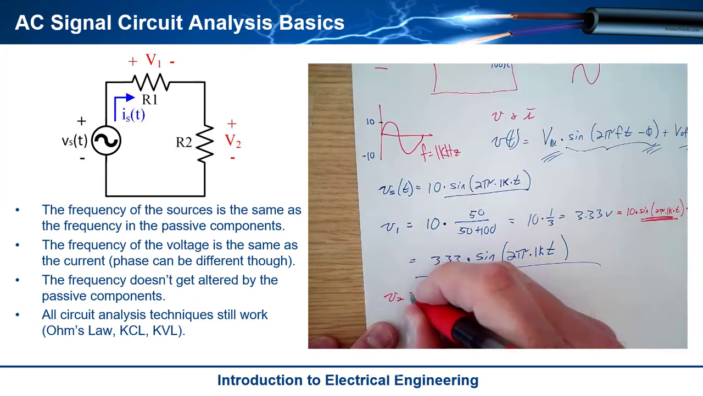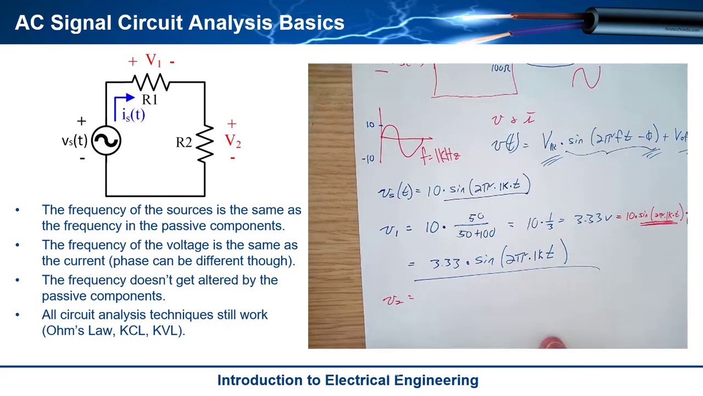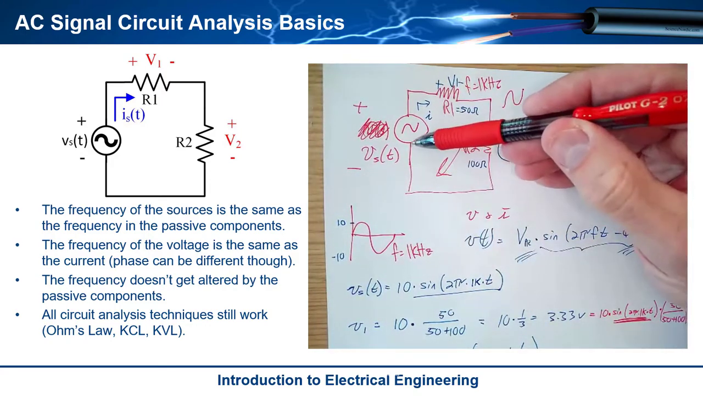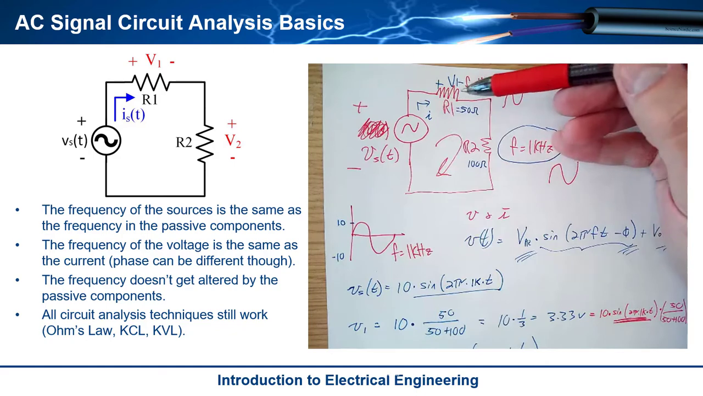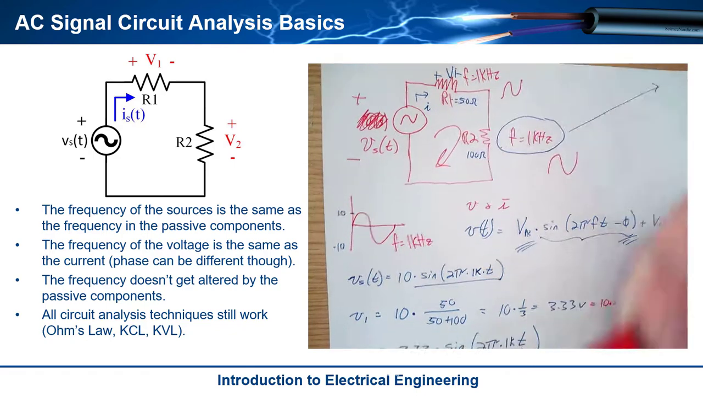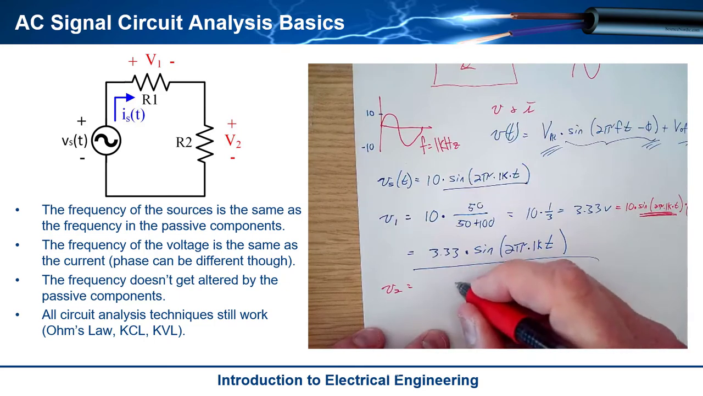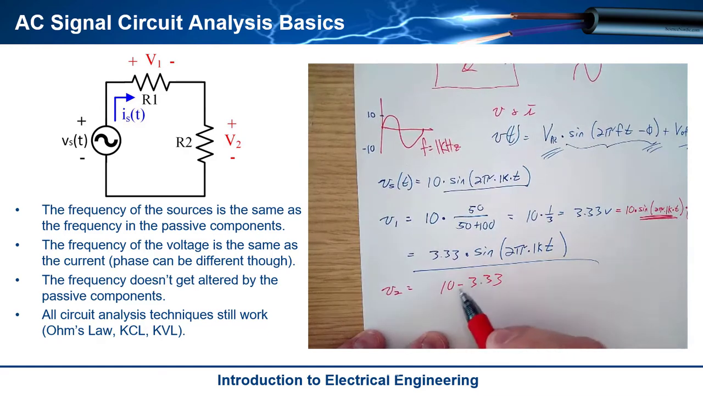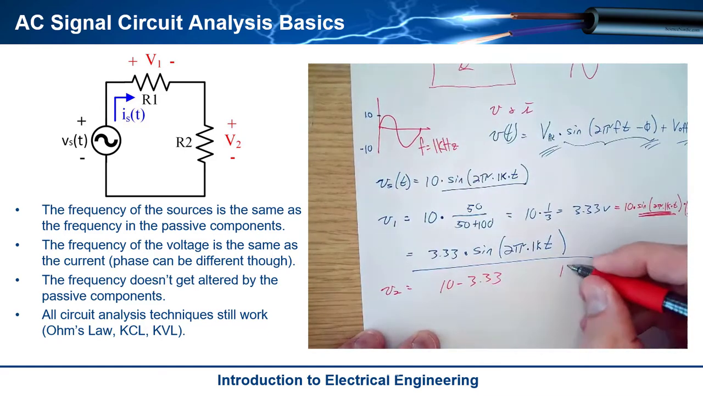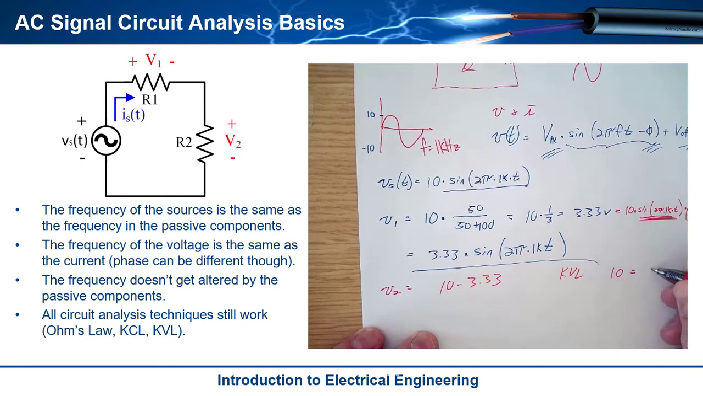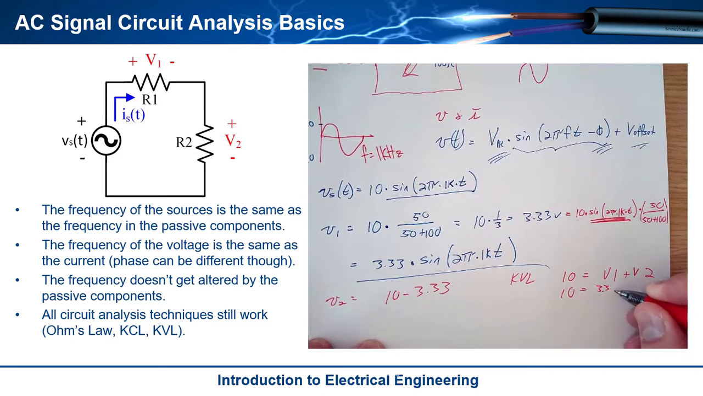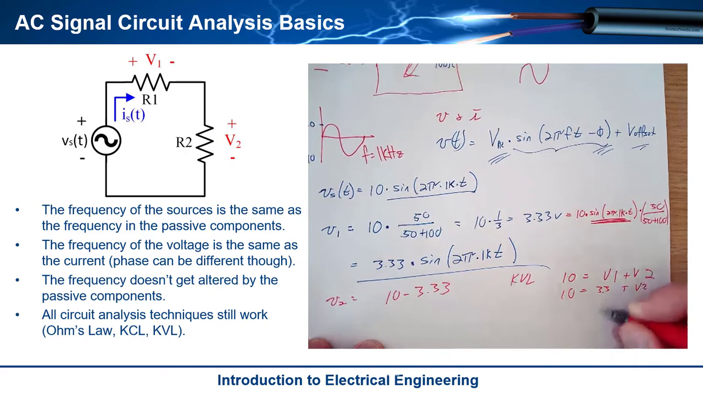Now, if I want to do V2, I could do either another voltage divider expression, or I could just do KVL. If I did KVL, I have a voltage rise here of Vs, and then I drop across V1 and I drop across V2. Well, it's pretty easy to know that V2 is simply going to be 10 minus 3.33. If I sum my rises and sum my drops, let's do it officially: 10 is equal to V1 plus V2, so 10 is equal to 3.33 plus V2. And so V2 is equal to 6.67.